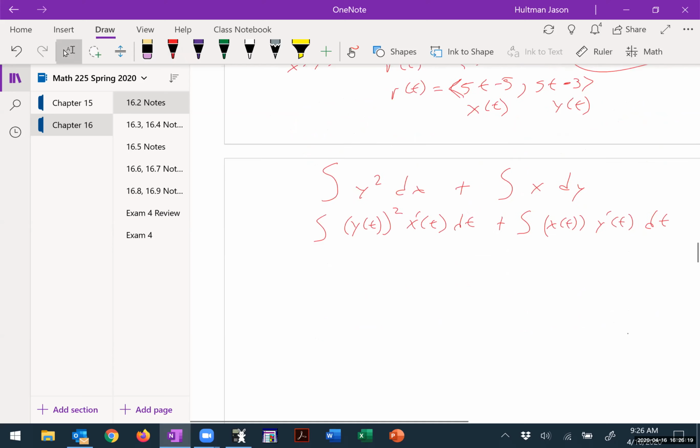Okay, cool. And so what is t going from in this case? Well, let's plug in r of t here. Our limits of integration, we said, were from 0 to 1 because that's how we set up a line segment. This is a line segment.